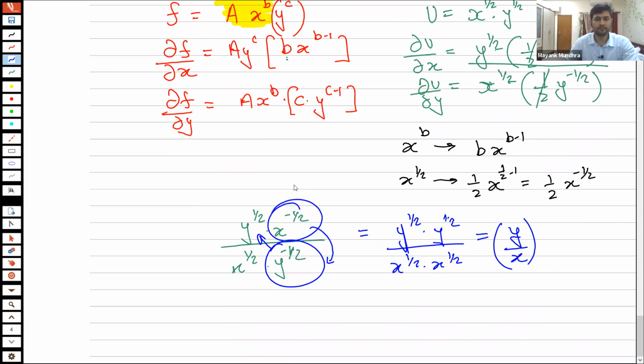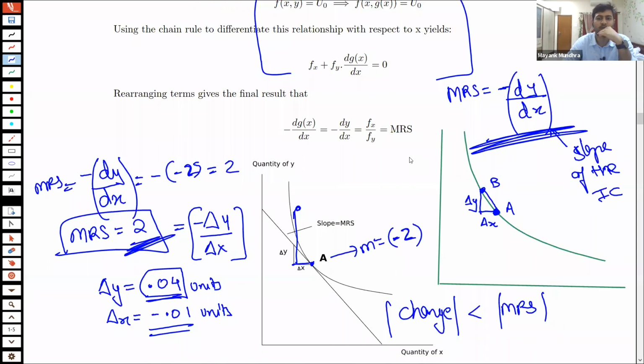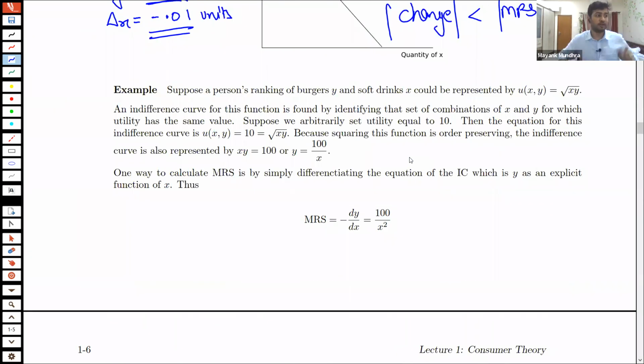All right. So that is how we find MRS. So let's do an example where we are trying to find the MRS of the utility function at different points. So the utility function is under root xy, and we set utility equals to 10. So the equation becomes, as I told you, y equals to 100 by x. Okay. So MRS by dy by dx formula, or dy by dx for this case.